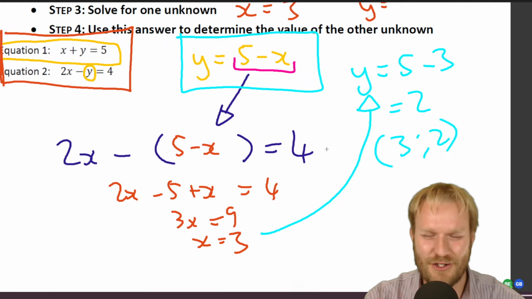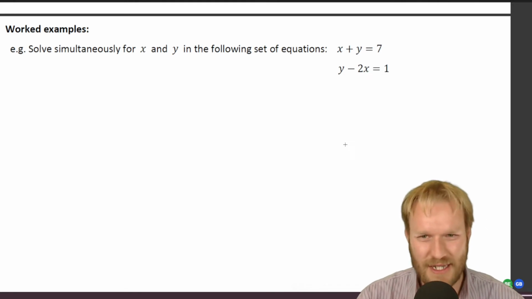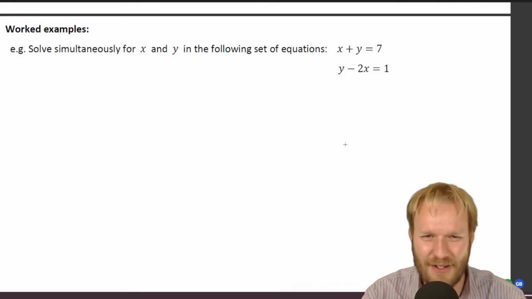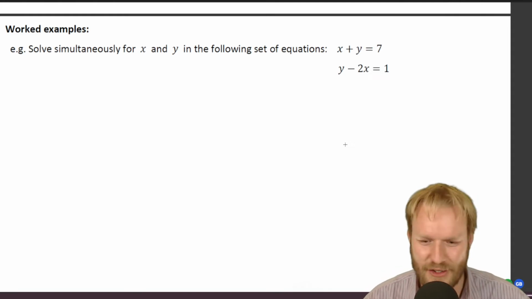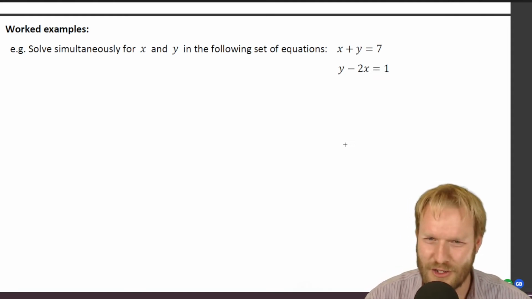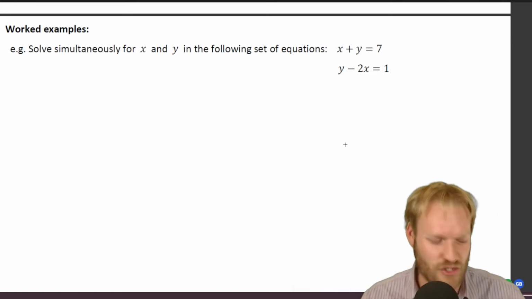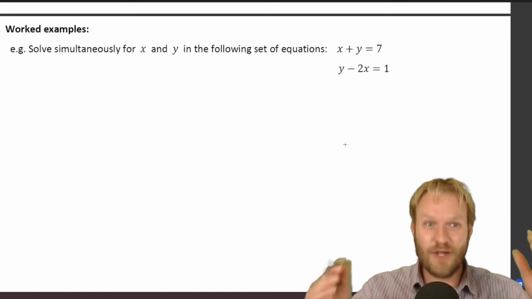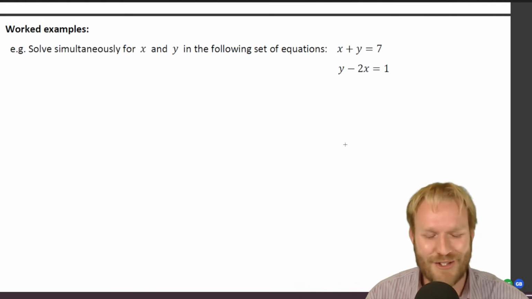So let's run through 2 examples to do this and go for it. Solve simultaneously for x and y in the following set of equations. I want to take us through this one again because I want to get that feel of that momentum. So x plus y equals 7, but y minus 2x equals 1, and we need to solve simultaneously. Can we do it? I have full faith in you. Okay, so let's go for it.